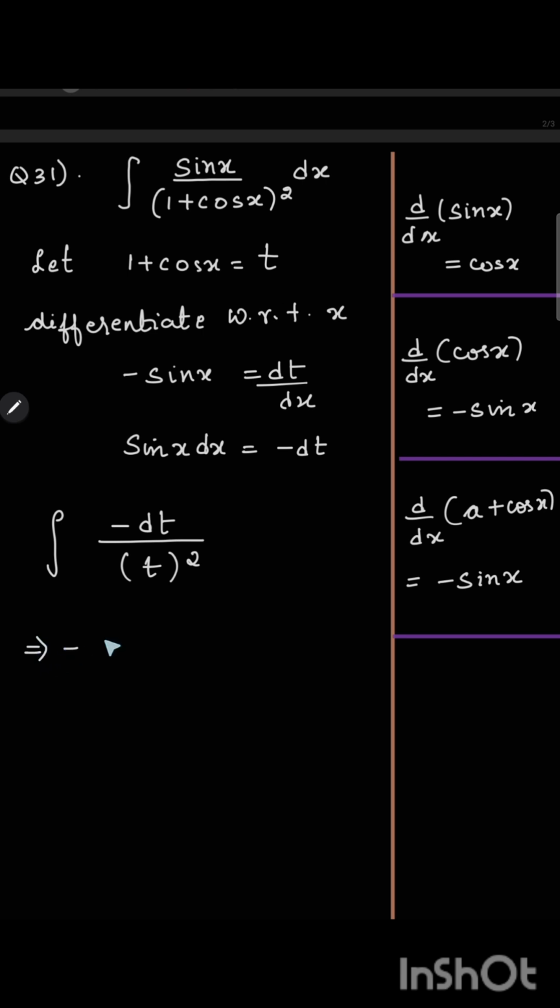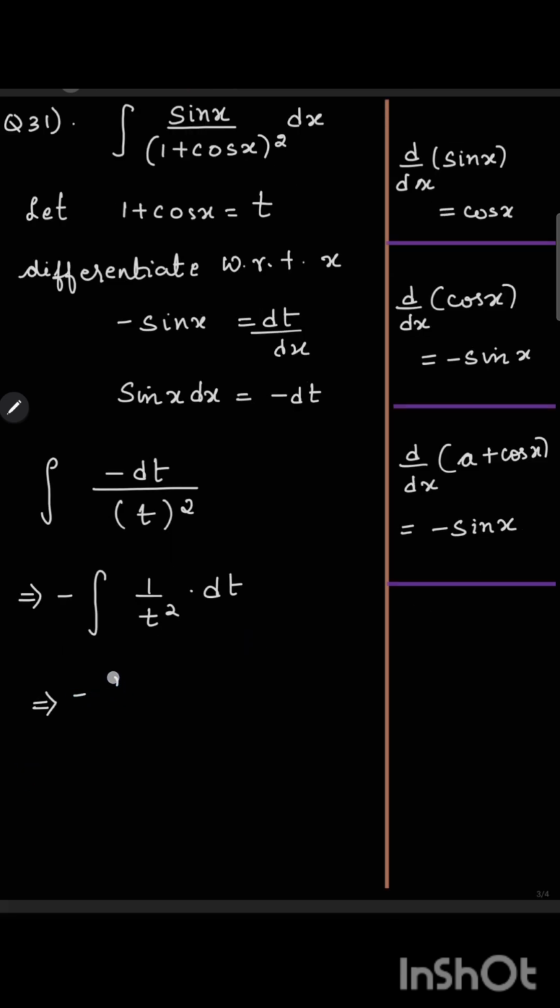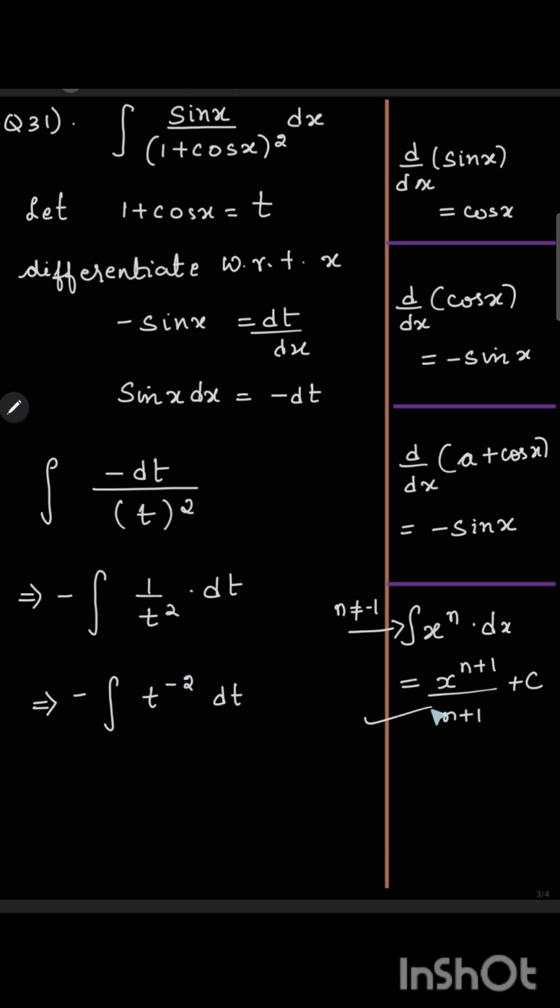Now let us write minus outside: minus integral of 1 by t square with respect to t, which is minus integral of t to the power minus 2 with respect to t. And we know that the integral of x to the power n dx is equal to x to the power n plus 1 divided by n plus 1 plus c. You can only apply this when n is not equal to minus 1. Here n is equal to minus 2, so we can apply this.